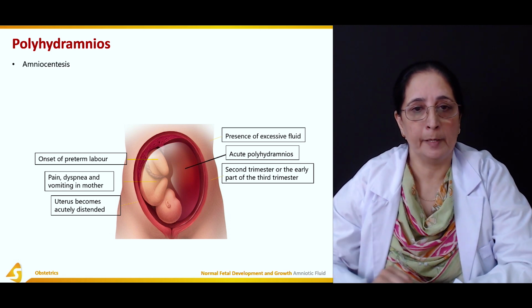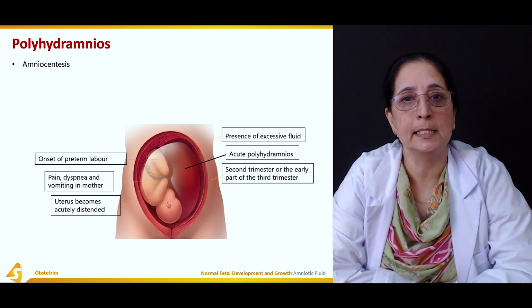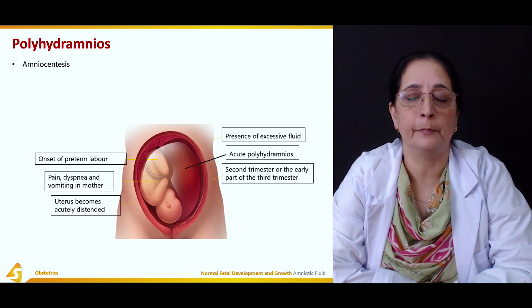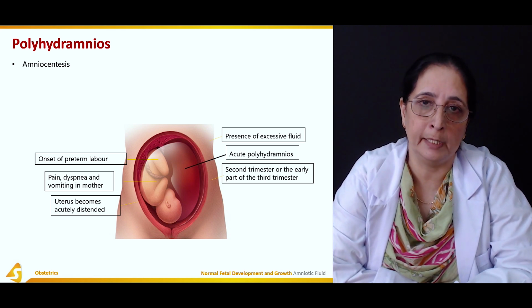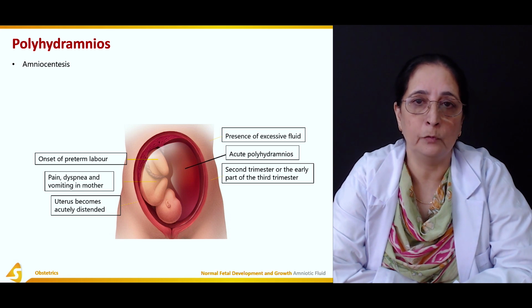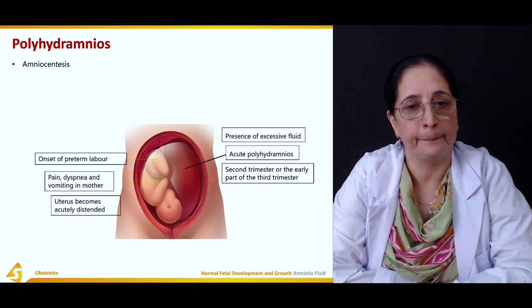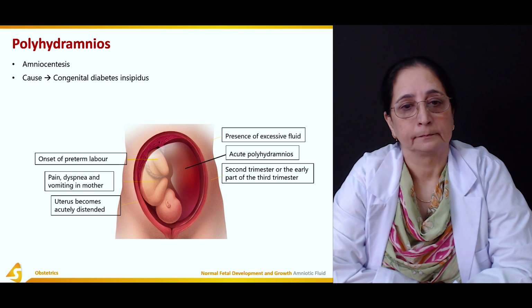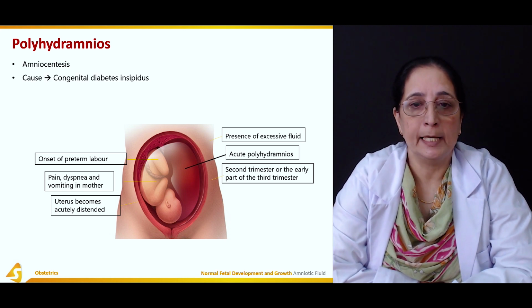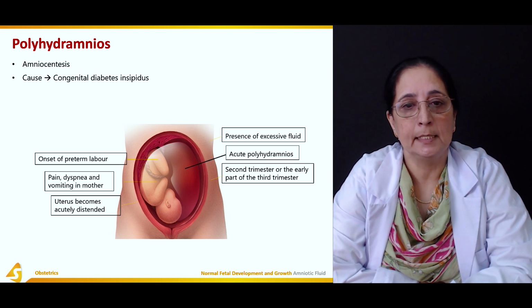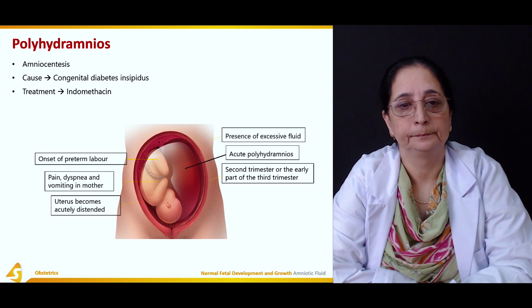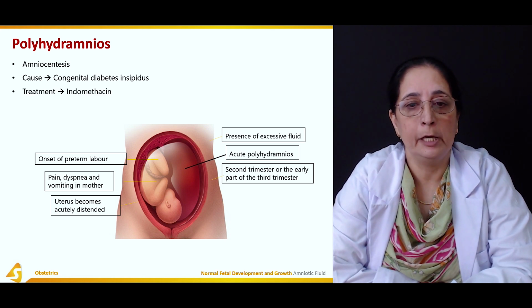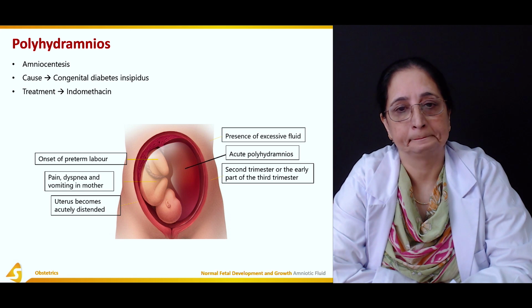For polyhydramnios, amniocentesis is performed. This is the test performed on amniotic fluid, and fluid is removed by a long needle. The cause is congenital diabetes insipidus in the fetus. Treatment is indomethacin.